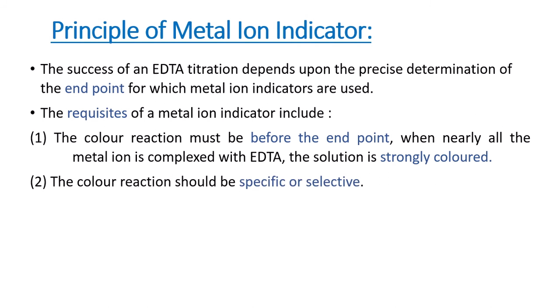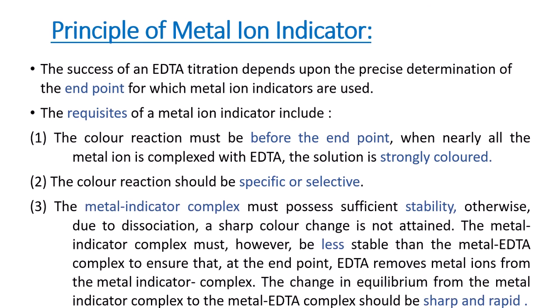The color reaction should be specific or selective. It should give a specific change in the color. The metal indicator complex that is formed before adding the titrant EDTA should possess sufficient stability. Otherwise, due to dissociation of the metal indicator complex, a sharp color change cannot be obtained. So the metal indicator complex should be a stable complex, but there is another condition on its stability.